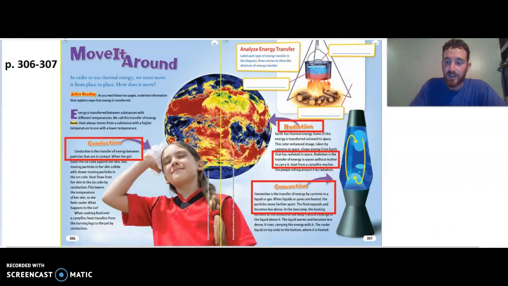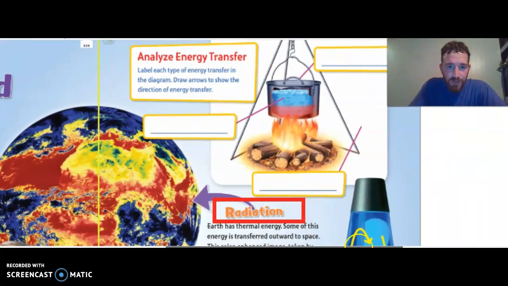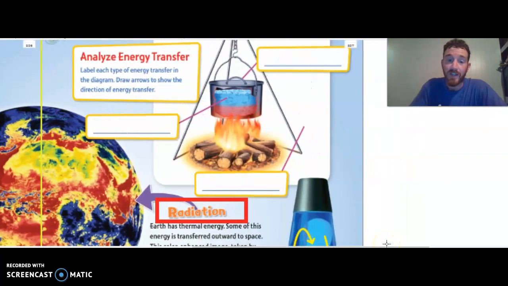We have this analyze energy transfer activity just to wrap up. I'm going to zoom in a little bit on it. We're looking at this campfire example, which we talked about in a couple different ways. Let's talk about where these three different things are happening. These are always a little tricky, so it's good to talk about. In the area where we see the water, here we have hot water heating and rising, and this would be coming back down. Talking about liquids and gases, that's going to be our convection happening here. So we're going to call this convection.